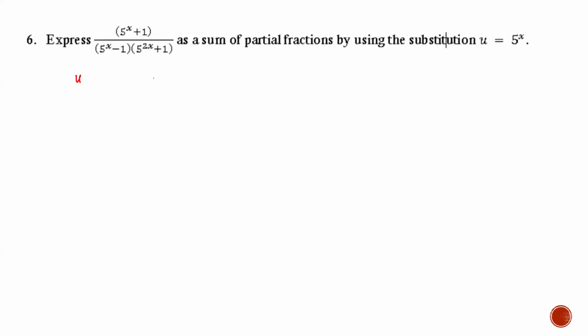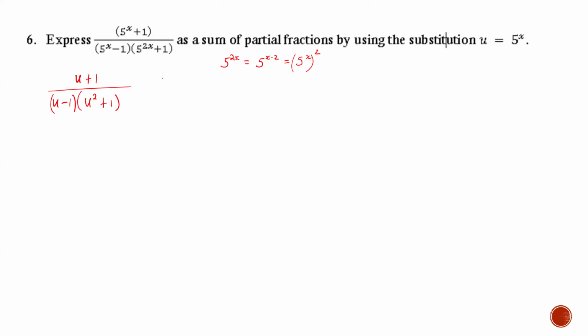So I'm just going to write this as u plus 1 out of u minus 1 times u squared plus 1. Now the question is, why is this u squared? Well, 5 to the power 2x is the same as 5 to the power x times 2, which is exactly the same as 5 to the power x squared. And so 5 to the power 2x is actually u squared if we take u to be 5 to the power x.